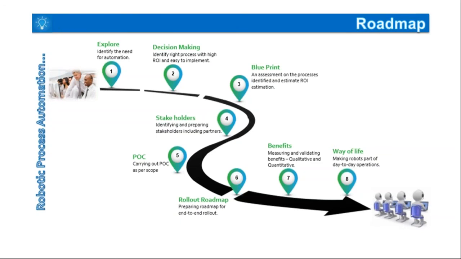So what is the blueprint here? How are we going to make the decision? Here we have to do an assessment of the process. I'm going to get the information from the process experts, the subject matter experts. I'm going to identify the requirements, and I'm going to derive the ROI, return on investment, and the estimation, all the information, based on the assessment we perform. Based on the assessment, I'm going to finalize whether I can automate it or not.